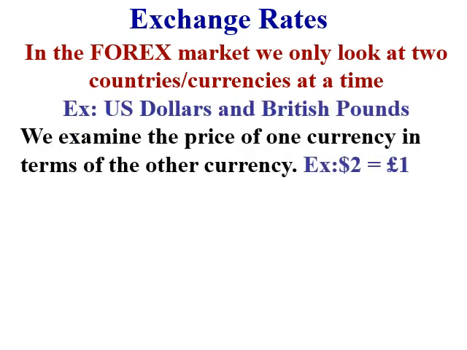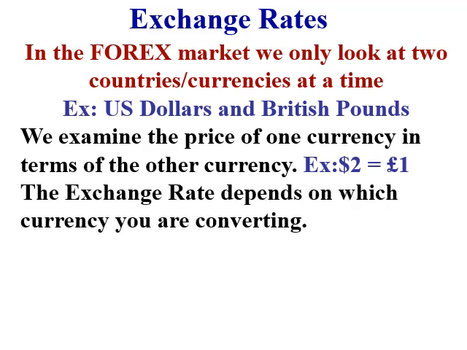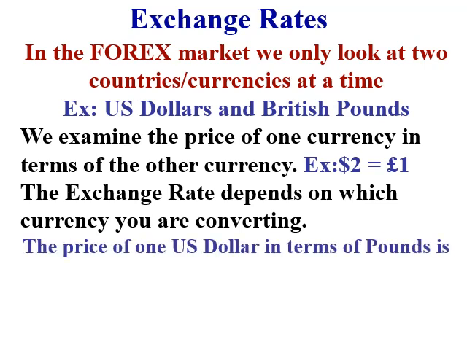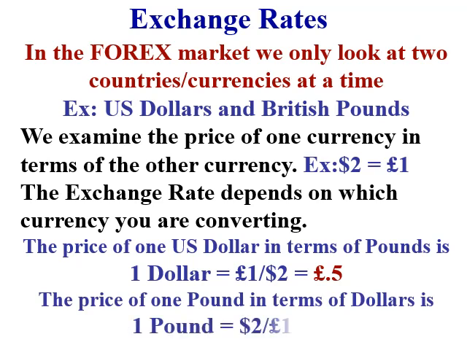All right, so for this example that we'll look at throughout this video, we'll stick with the US dollars and British pounds. I'll give you an example: $2 equals 1 British pound. It's not the exact exchange rate today, but we're just using that for example's sake. So the exchange rate is going to really depend on which currency you're trying to convert your money to. So for example, the price of 1 US dollar in terms of British pounds is half a pound. The price of 1 pound in terms of dollars would be $2. So 1 pound would be worth $2, $1 would be worth half a pound.